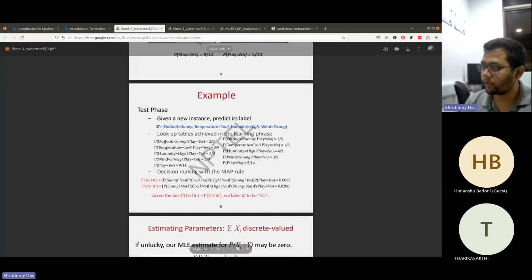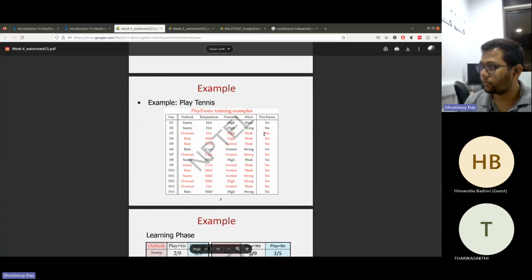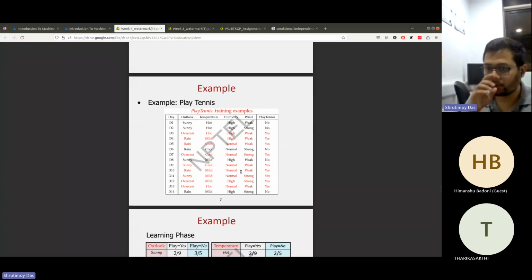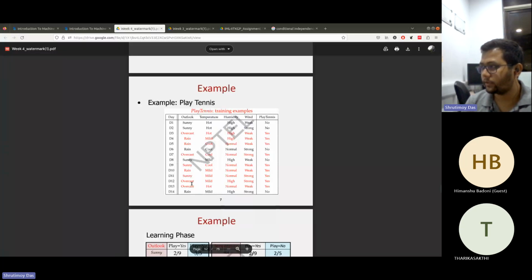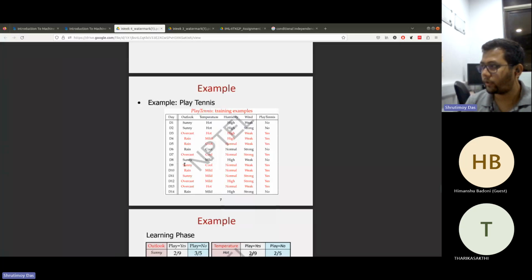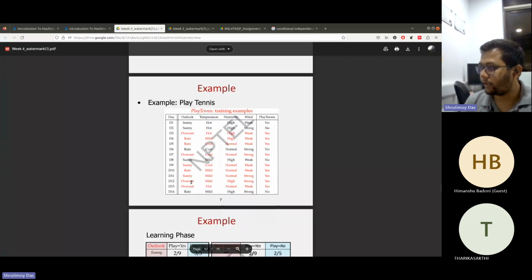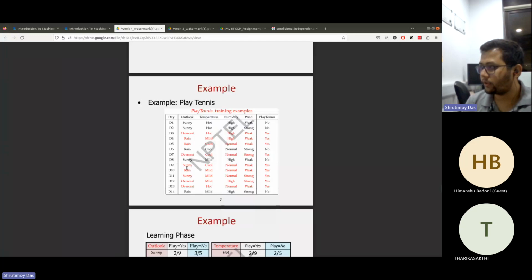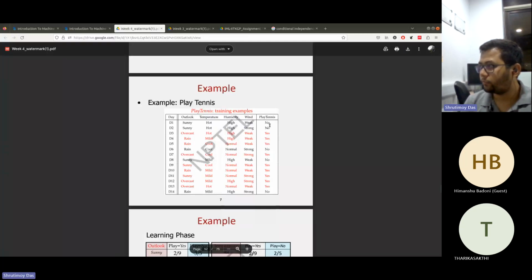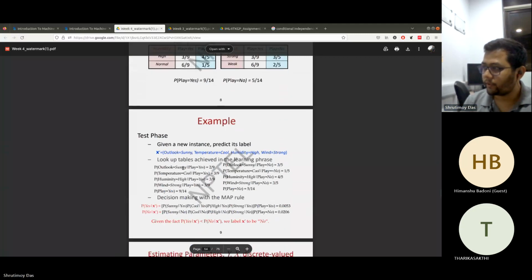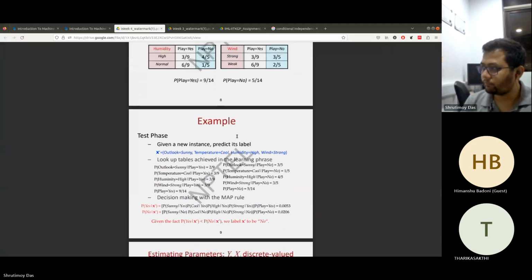So here we want to look at where outlook is sunny given that play equals yes. Now we are looking at only these red points, and this is your outlook, and you want sunny. So you have this as sunny given that it is a yes, and the others do not have this condition. Out of 9 times you have 2 events where your outlook is sunny given that your play is yes. You can apply the same method to all of the other probabilities that are given here.